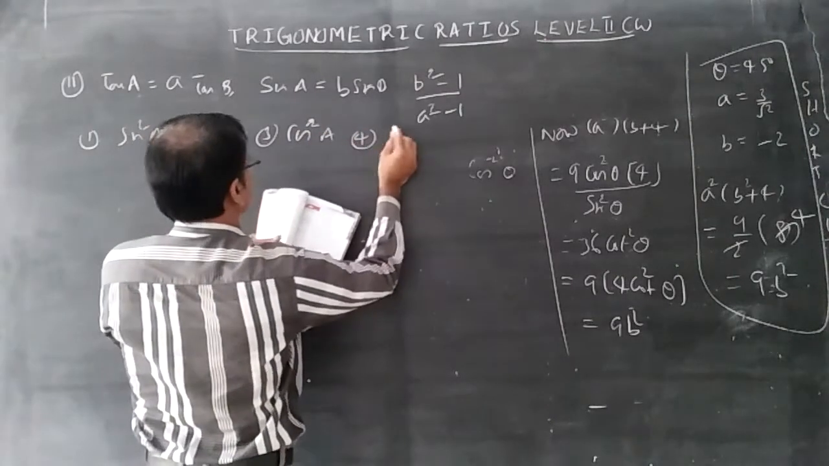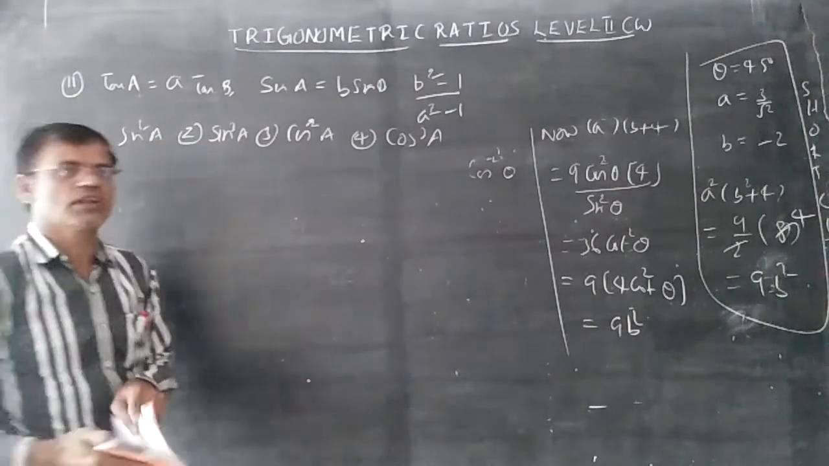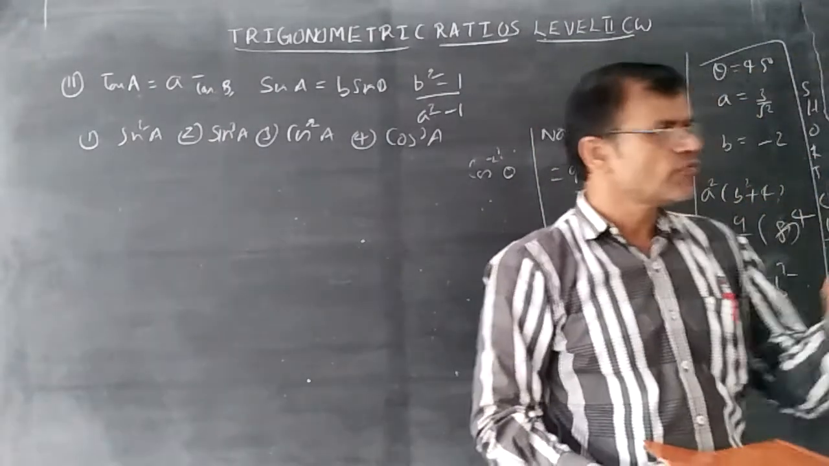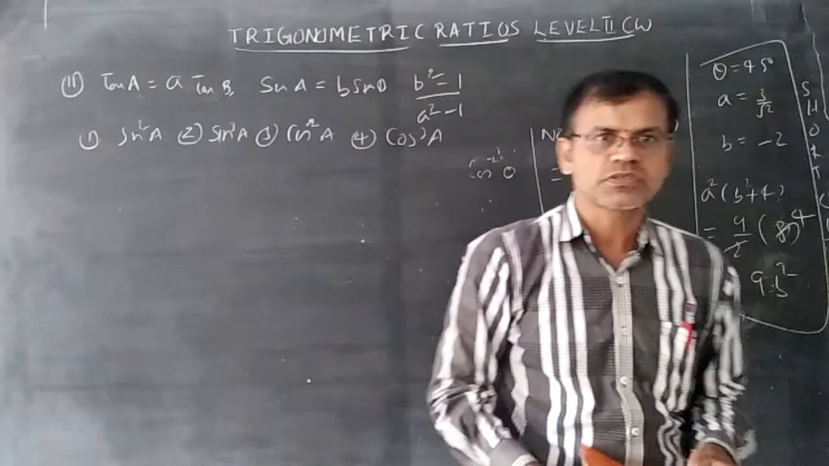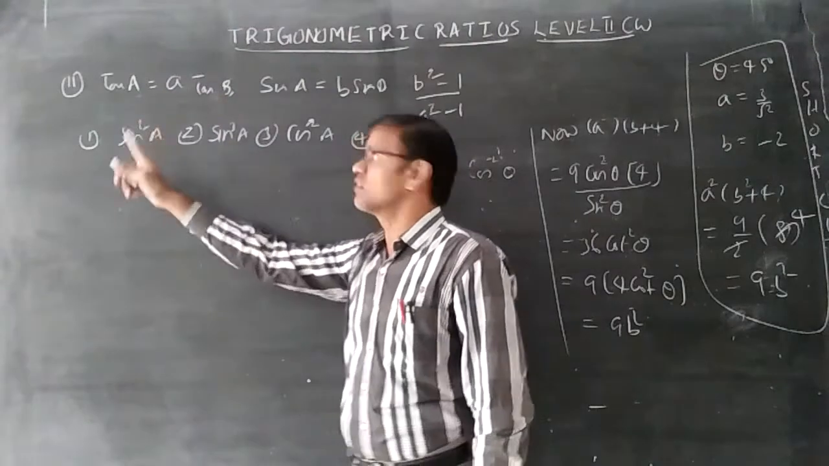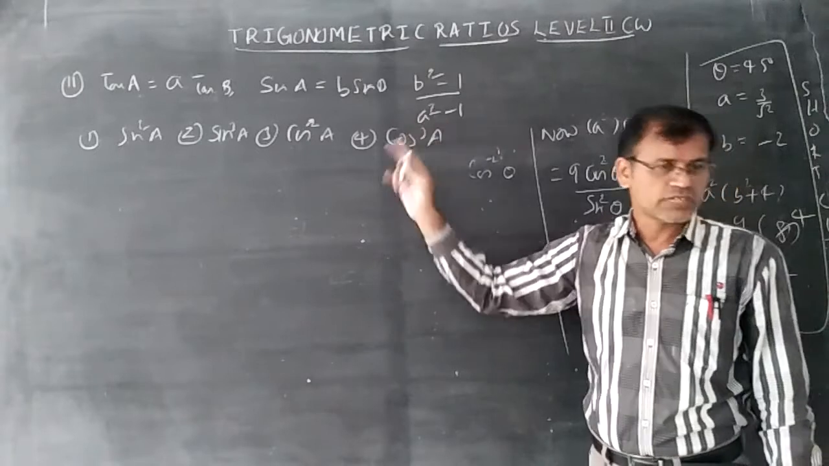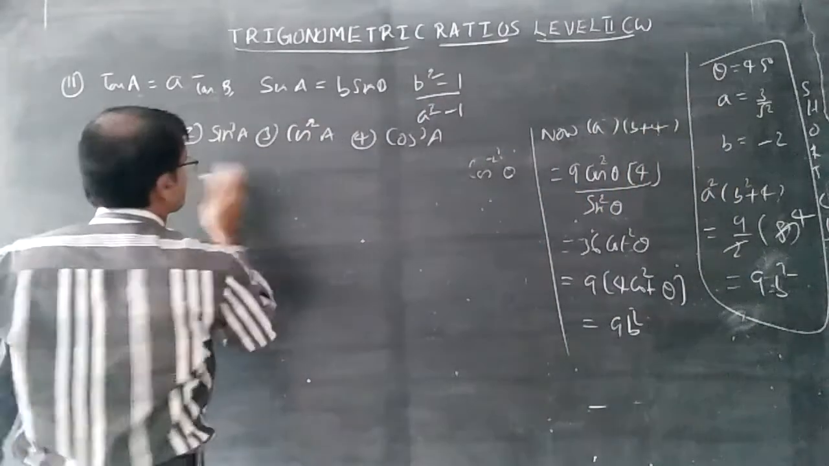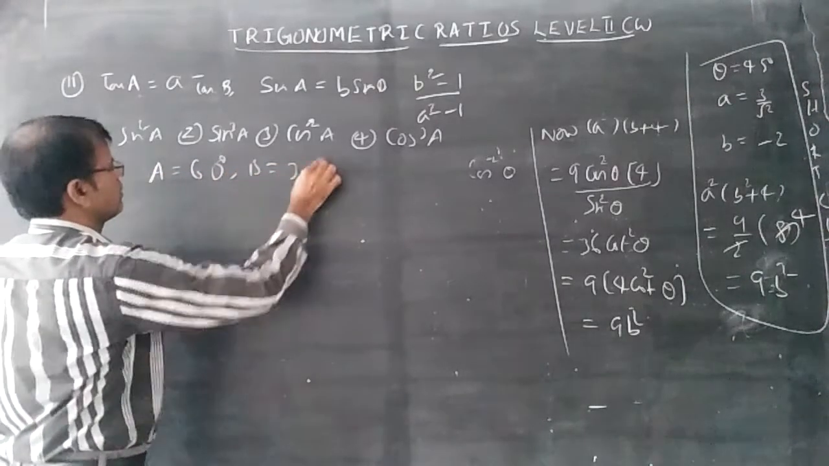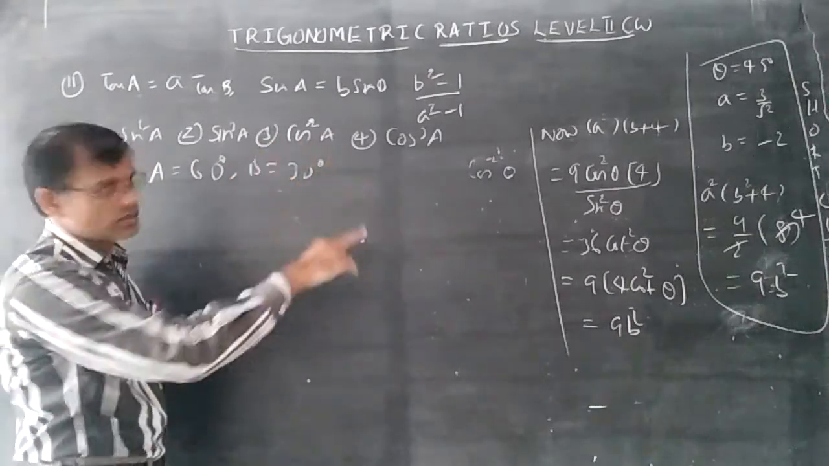Sin square A, sin cube A, cos square A and cos cube A. The general shortcut is theta equal to 90 when sin and cos arrive, and theta equal to 45 when tan, secant, cosecant, cot arrive. Now tan is there. If you put theta equal to 45, a is equal to 1, and then the denominator becomes 0. That is why don't put 45. Better to take different values. A is equal to 60, B is equal to 30. Is there any rule, sir? No rule. You can put 30, 60, but you should not put 90 because it becomes infinity.